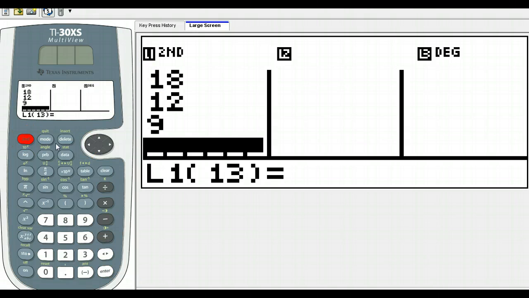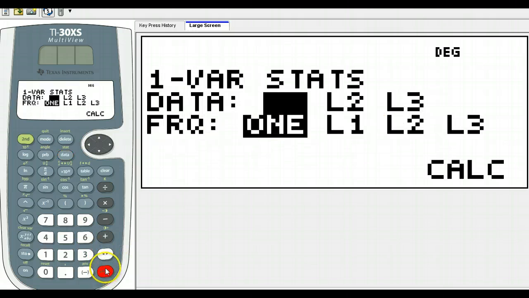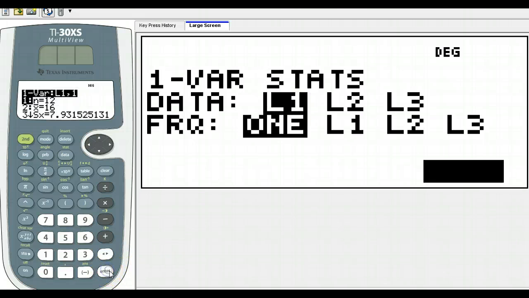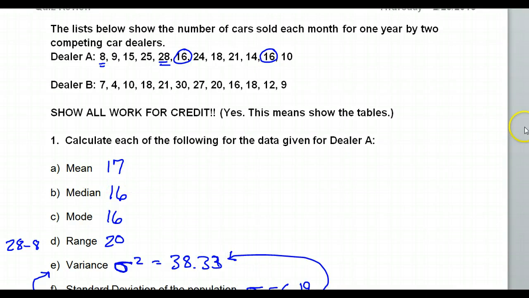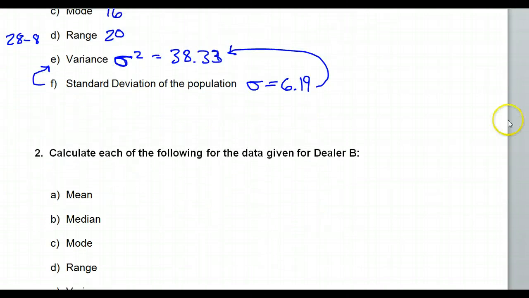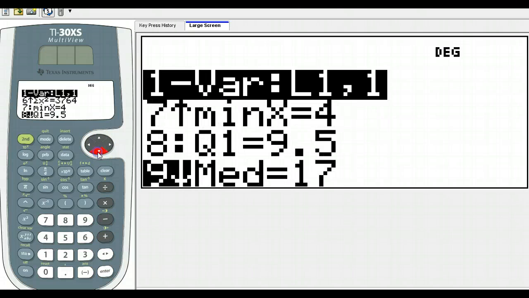So if I hit second, data for the stat menu, enter for one variable statistics, enter again because I like that it's L1. Okay? So here I have the information. So X bar, that's my mean, is 16. Alright, so that's a little bit less than dealer A. So the mean here is 16 cars. The median, I would have to scroll down to item number 9. The median is 17 cars.